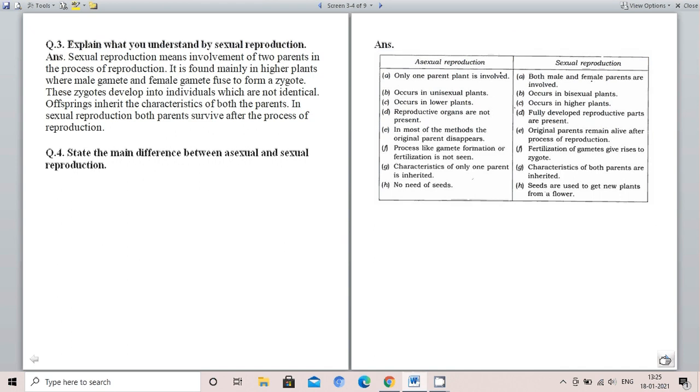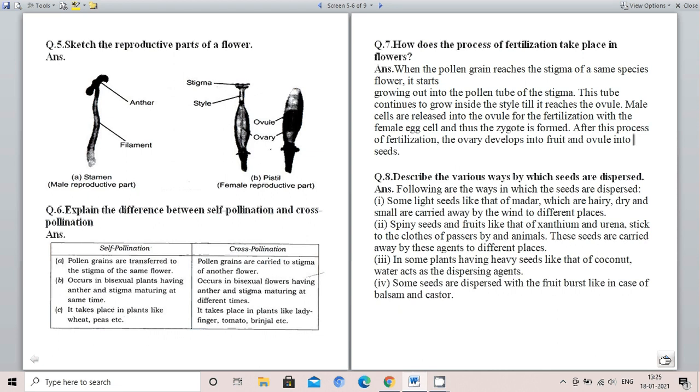That was the major difference between sexual and asexual. Next, आपको reproductive parts बनाते हैं एक flower के, that is the male and the female that have been shown over here. Male reproductive part is your stamen, that is anther and filament. Next we have the female reproductive part, that is a pistil, which contains stigma, style and ovary and ovule.